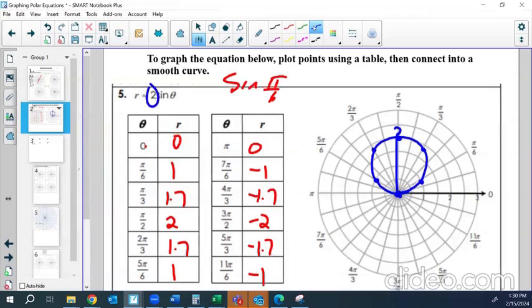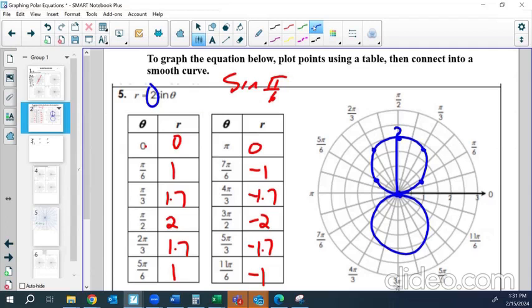If A is negative, if it was a -2, then its circle will be down here. All right. So when A is positive, we have the circle above, all right? And when A is less than 0, when A is negative, the circle is below. And A is your diameter. Good? R equals A sine theta. You will come to know that that's a circle in polar coordinates.